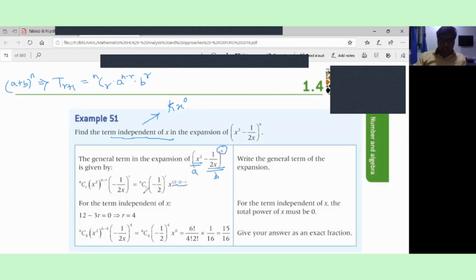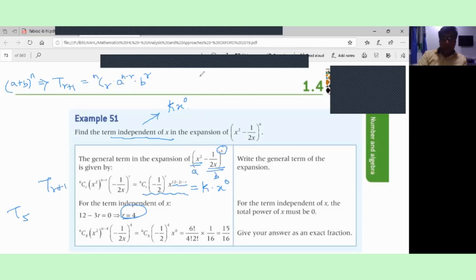Now I know that this is a general term, that is the (r+1)th term. And this (r+1)th term has x raised to this much. But I want my term as k into x raised to 0. So I'll equate this part with 0. See this. And I get r value is 4. Which term is it? It is the 5th term, by r plus 1. So the 5th term, r value 4, is the term which has x raised to 0, or which is independent of x in this expansion. I hope that's understood. Clear?